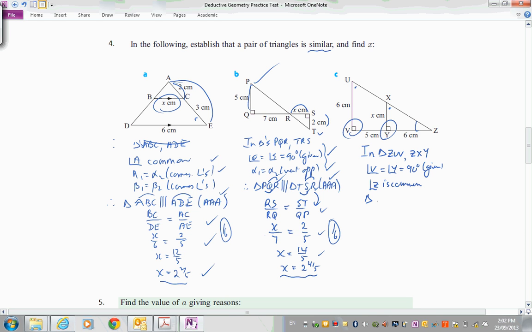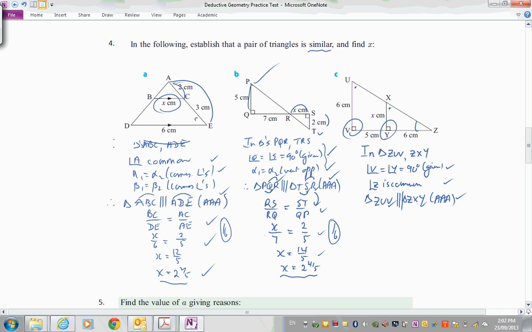So triangle ZUV is similar to, Z is common, so similar to triangle ZXY, because the V and the Y are both 90, they match up. So we've got angle, angle, angle. Again, 3 marks for that.